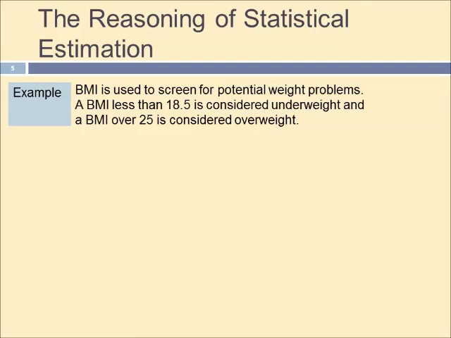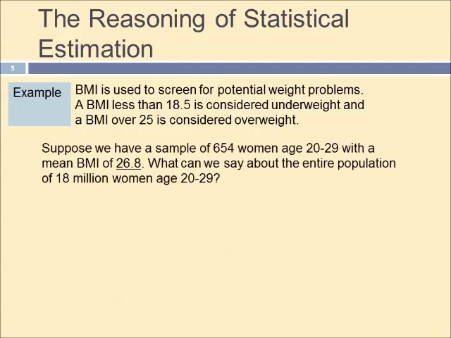Okay, so BMI, body mass index, is used to screen for potential weight problems. A BMI less than 18.5 is considered underweight, and a BMI over 25 is considered overweight. So suppose we have a sample of 654 women aged 20 to 29 with a mean BMI score of 26.8. What can we say about the entire population of 18 million women aged 20 to 29 based on this sample?